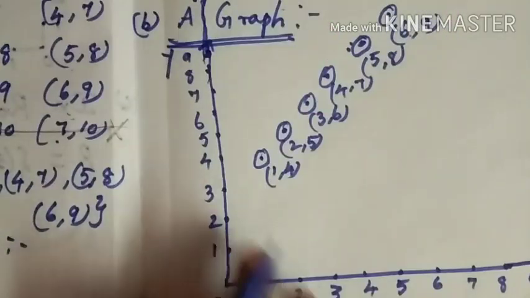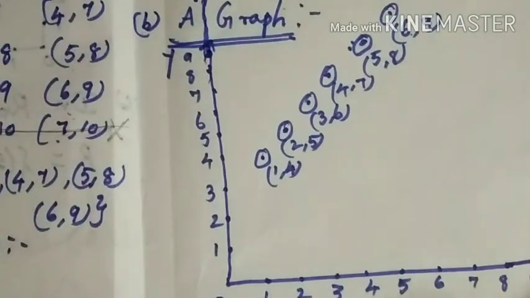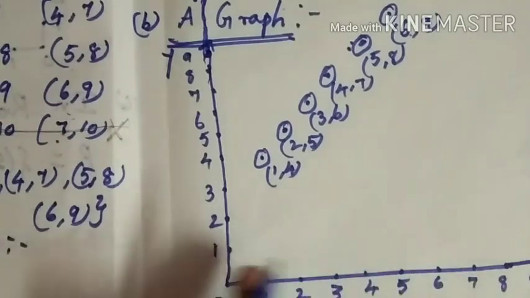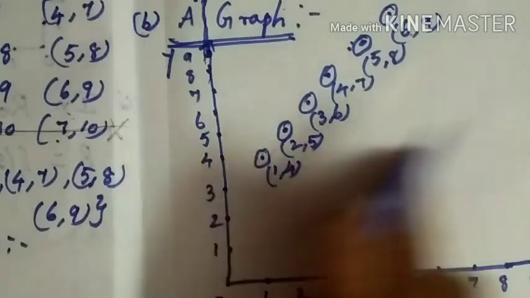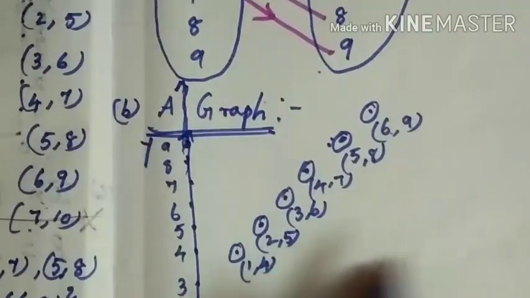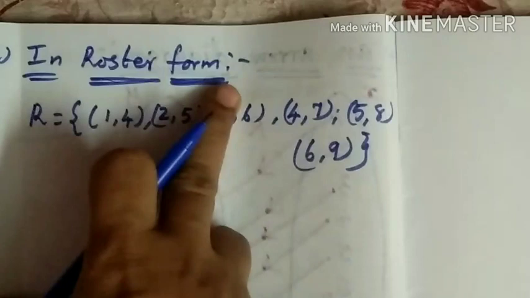Okay, next a graph. You just draw the x-axis and y-axis. In the x-axis you write the numbers 1 to 10, and in the y-axis also write the numbers 1 to 10, and just plot the relation's ordered pairs. That's all. Last subdivision, in roster form.